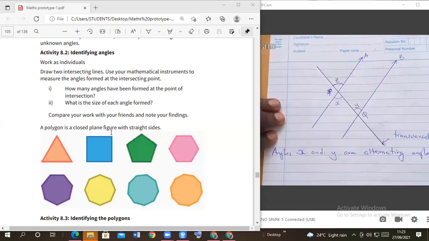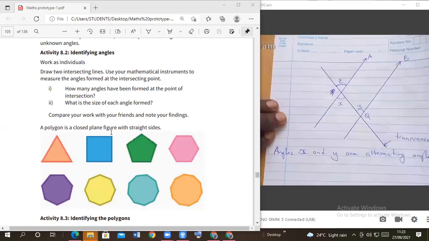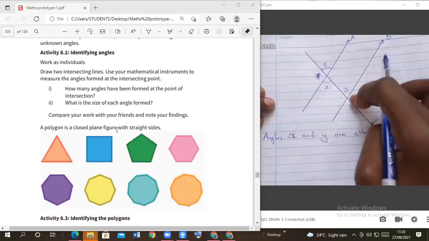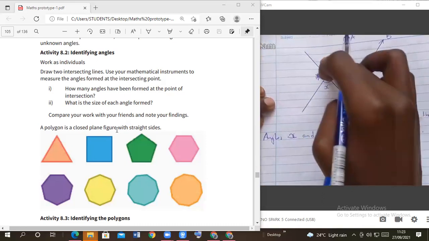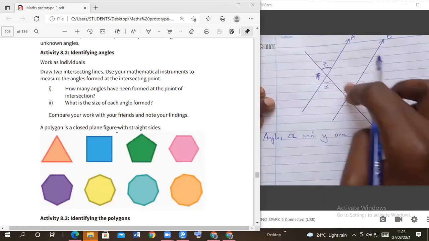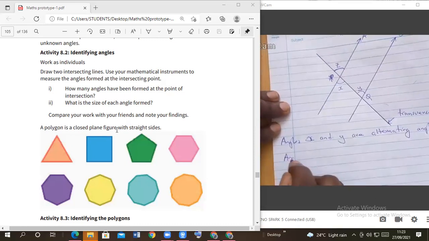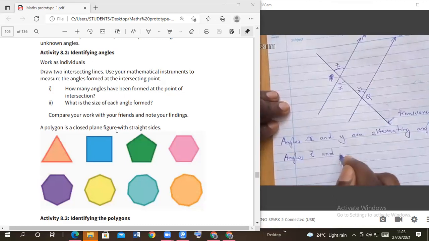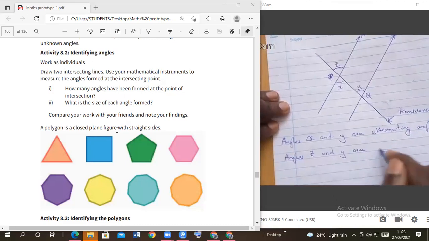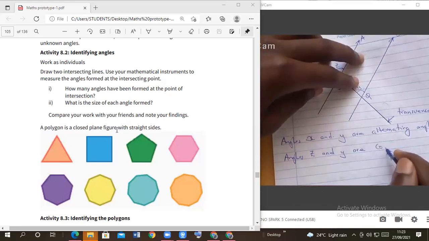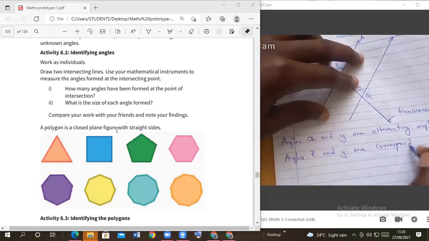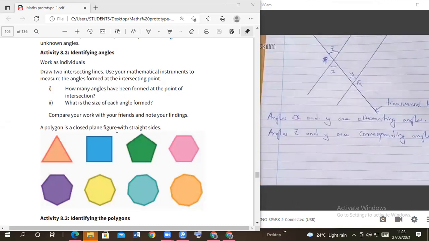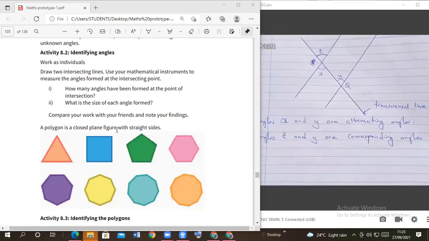Members, what can you say about Z and Y? They are corresponding angles. Z and Y are corresponding angles. I'm just giving it from your perspective now. It's upon you to make notes. You are the one supposed to make notes. Are you together, members?